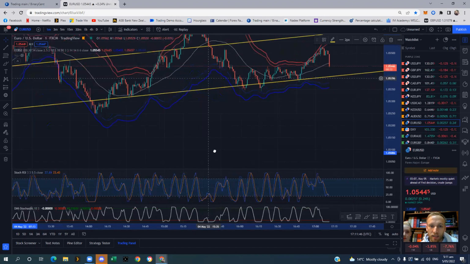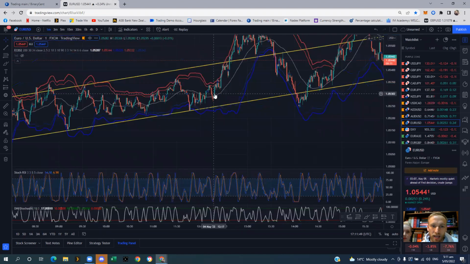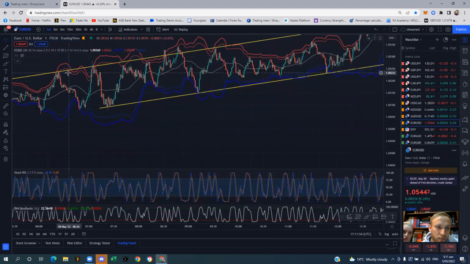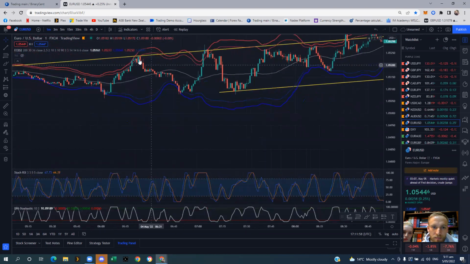Great. And then if we look at the top here, let's go back and see what sort of entry zones we've got here. So back here, it's just touched up there. Just touched there, so that's good.